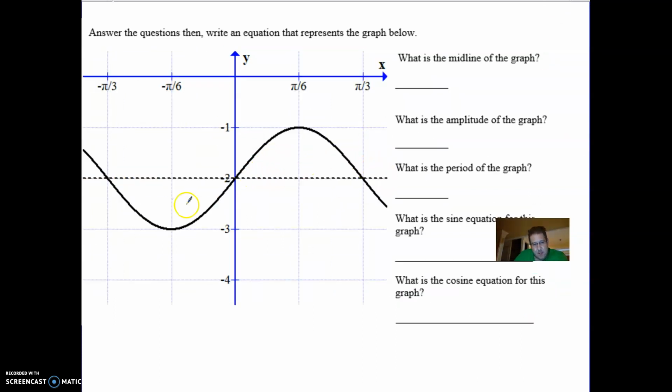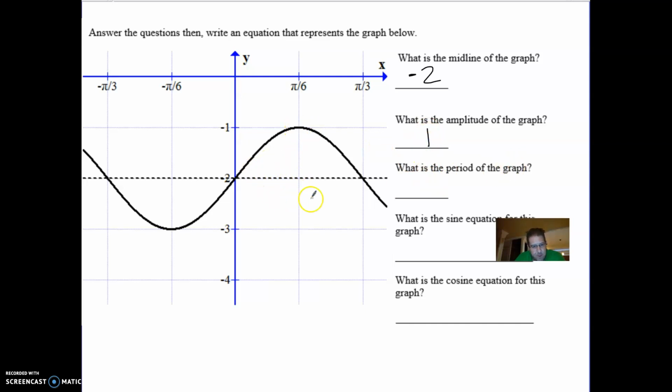All right, so this is how you construct. So we'll do another one of these. And I think this might be the last one. Yep, it sure is. So what is the midline of the graph? That would be -2. Dotted line's already there. The amplitude is 1, because from here to here is 1.